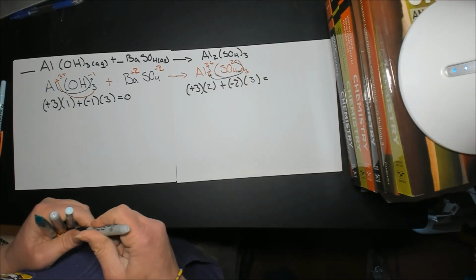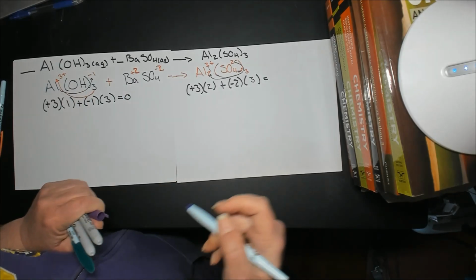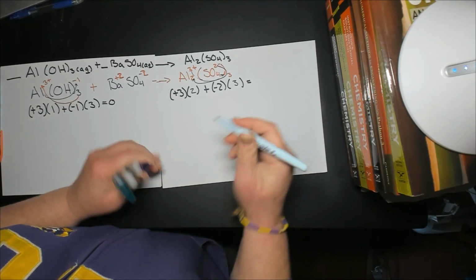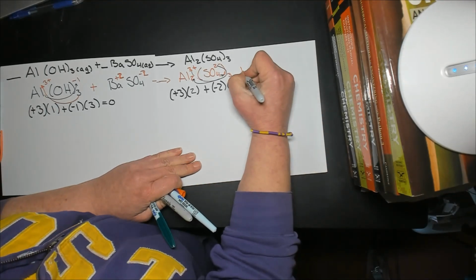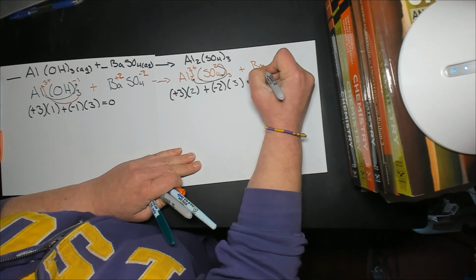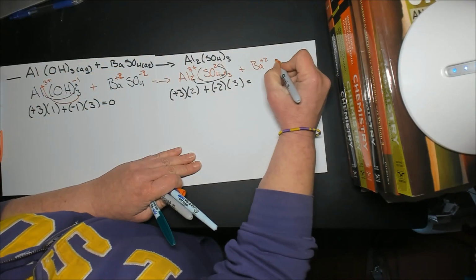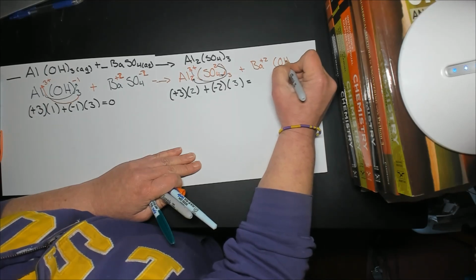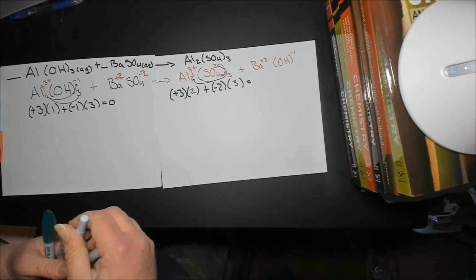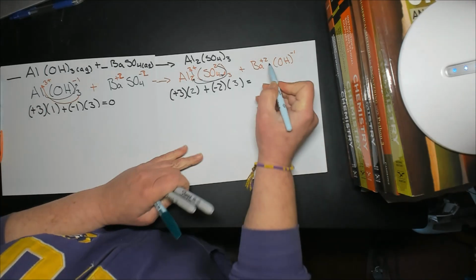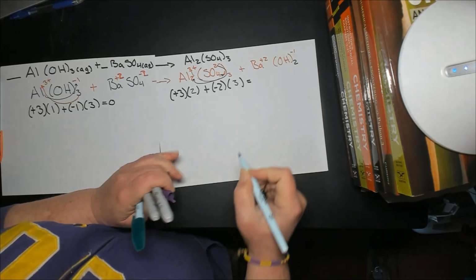Sweet. Let's repeat the process, but with barium and our hydroxide. So I know that barium is +2 and hydroxide is -1. So I'm going to pull the 2 down. So I have 2 hydroxides and just 1 barium.